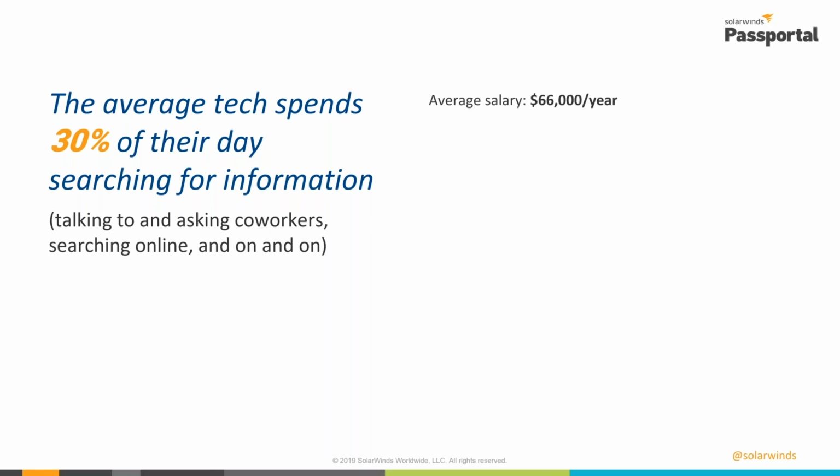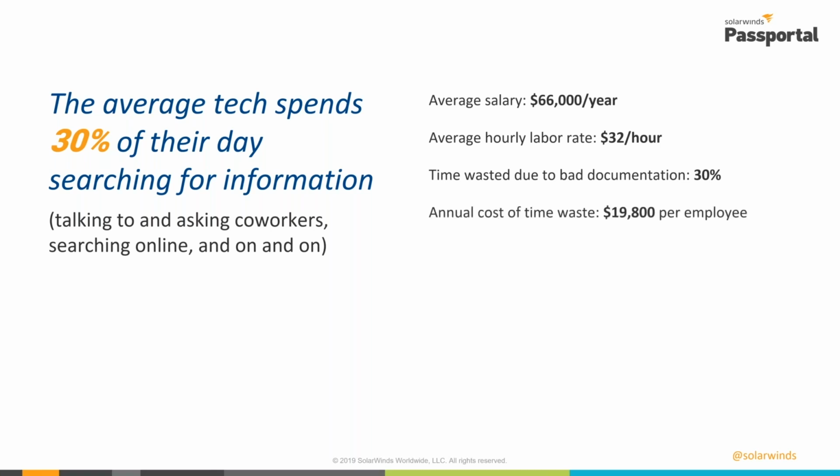And when you look at the average salary of a technician these days being $66,000 a year, and an hourly labor rate at $32 an hour, taking that 30% of their day searching for information, annually, it's costing us nearly $20,000 per technician. We're paying them $20,000 to just look for information that should already be had in the organization. And so that's costing us a lot of time.